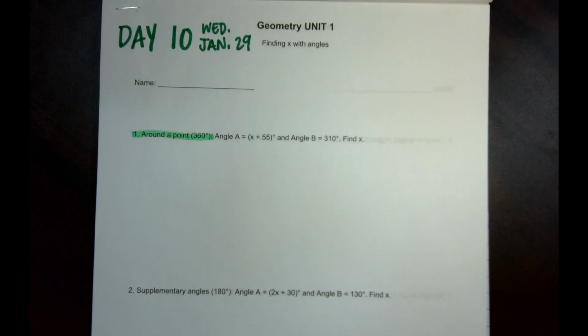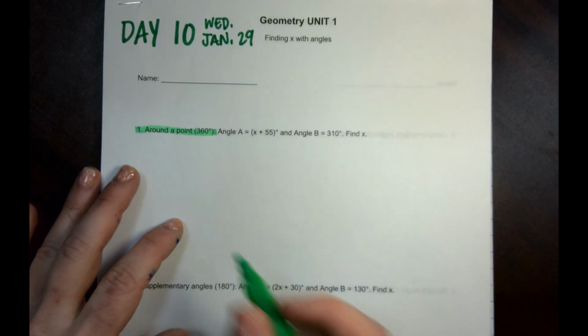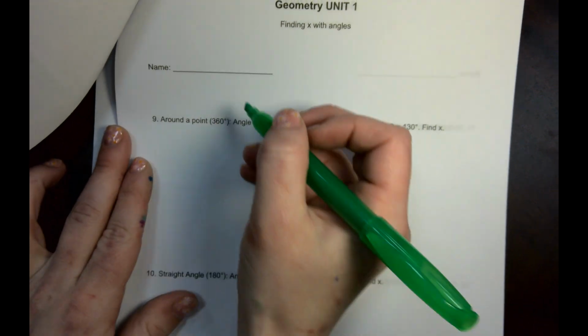So if you like highlighters, there should be some at your tables. You could also use a symbol, a star, a circle, a square, whatever. So number 1 is around a point, 360 degrees. I'm going to flip to the next page. None there. Number 5 is around a point, 360 degrees. None on 6, none on 7, none on 8. Number 9 is around a point, 360 degrees.